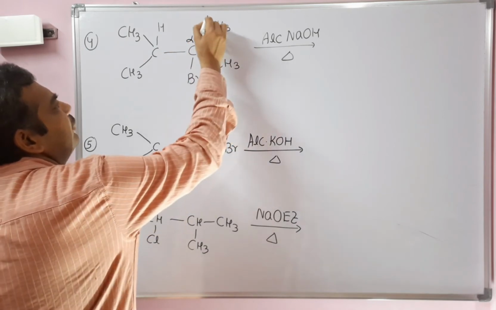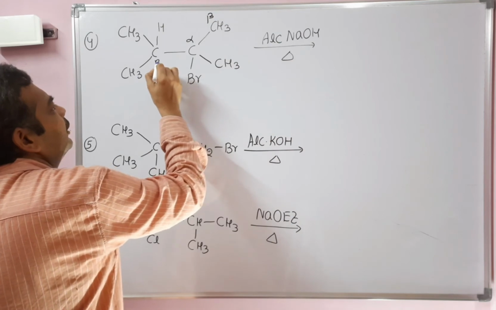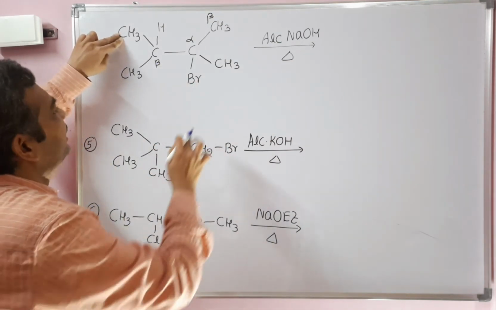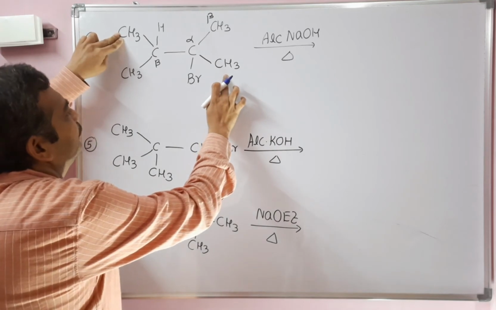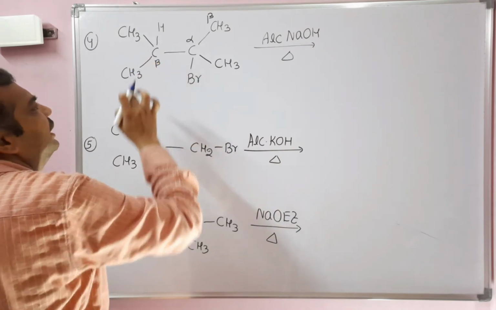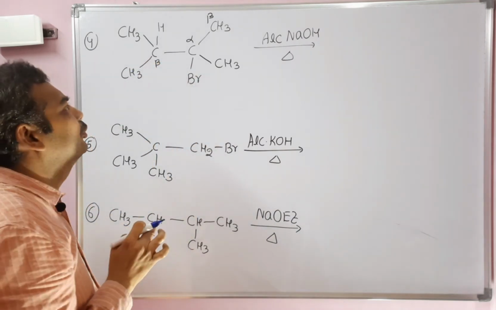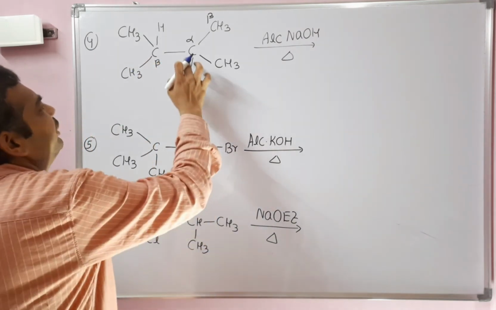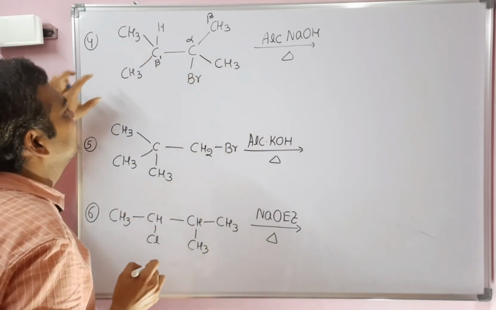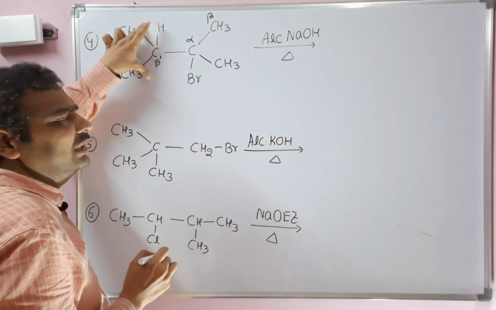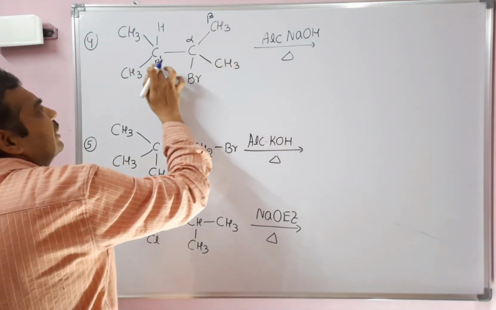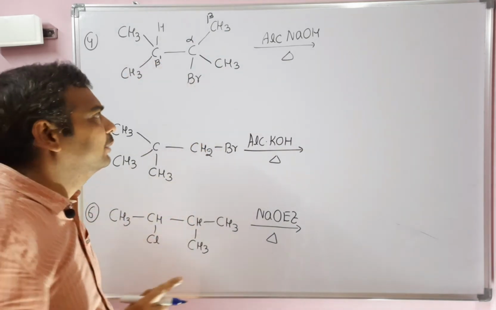Bromo alpha carbon, then beta. So there are two beta carbons here. What is this? 2,3-dimethyl-2-bromobutane. Two beta carbons are there. To differentiate, let us say this is beta prime. Since these two beta carbons are there, the base can abstract a proton either at this beta carbon or this beta carbon. Two products are possible.